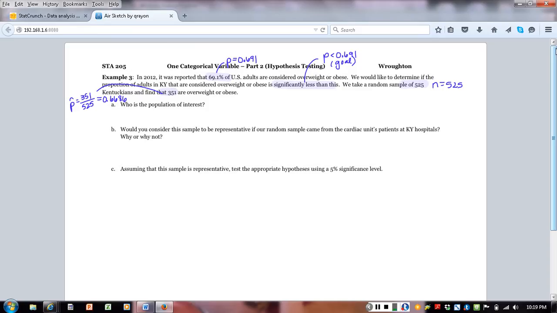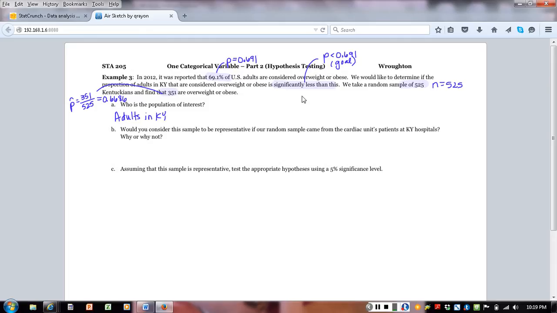All right, first question is some older stuff here. Who do you think is the population of interest? Who is the entire group that we are trying to study? Well, we want to determine if the proportion of adults in Kentucky that are considered overweight or obese is significantly less than that. So who's the big group that we're looking at? Our adults in Kentucky. That's what we're looking at.